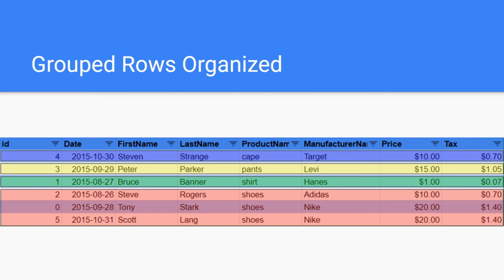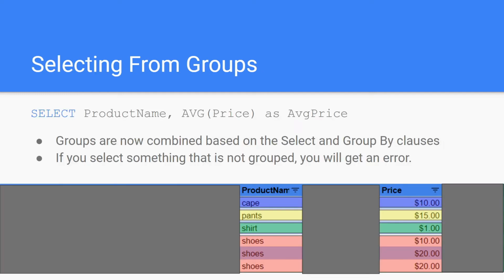A group can be thought of like a big row. It's a lot more complicated than that, but for the purposes of this video and understanding how to use it, you can think of it like one big row that you can then run functions on. So after we make the groups, we can then select what we want, and we select only the product name and the price. Now you can see the groups look a little bit more manageable. We have the blue group, which is cape, $10, pants is the yellow group, and so on, and then shoes is the red group. And you can see that they all have one row in each group except for the shoes group, which has 3 rows.